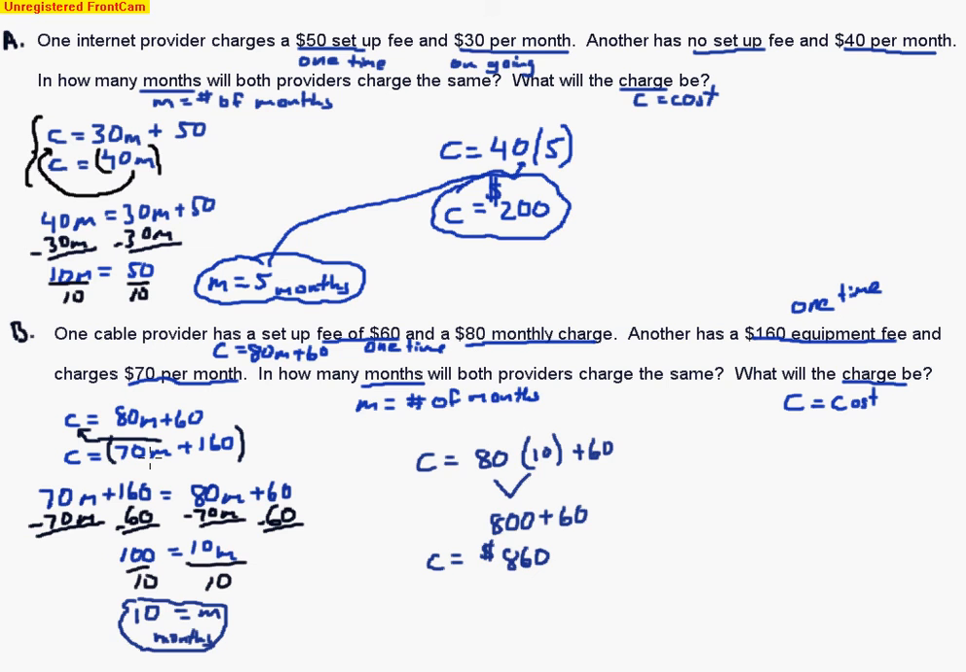Prior to that, the cheaper one was the first company because they charged less to start off with. But the second company will be cheaper after 10 months because they charge less per month. Well, that's an example of those two problems. Good luck on tonight's homework.